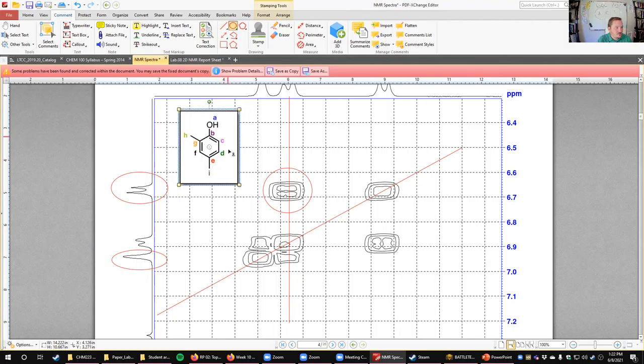But what we can say is, I don't know for certain, but I know that D and C should be close together. So we know that D and C should show up as a coupling, and F and D are more likely to show up than F and C. F and C are so far apart that if there's going to be any other coupling here, it's going to be between F and D.